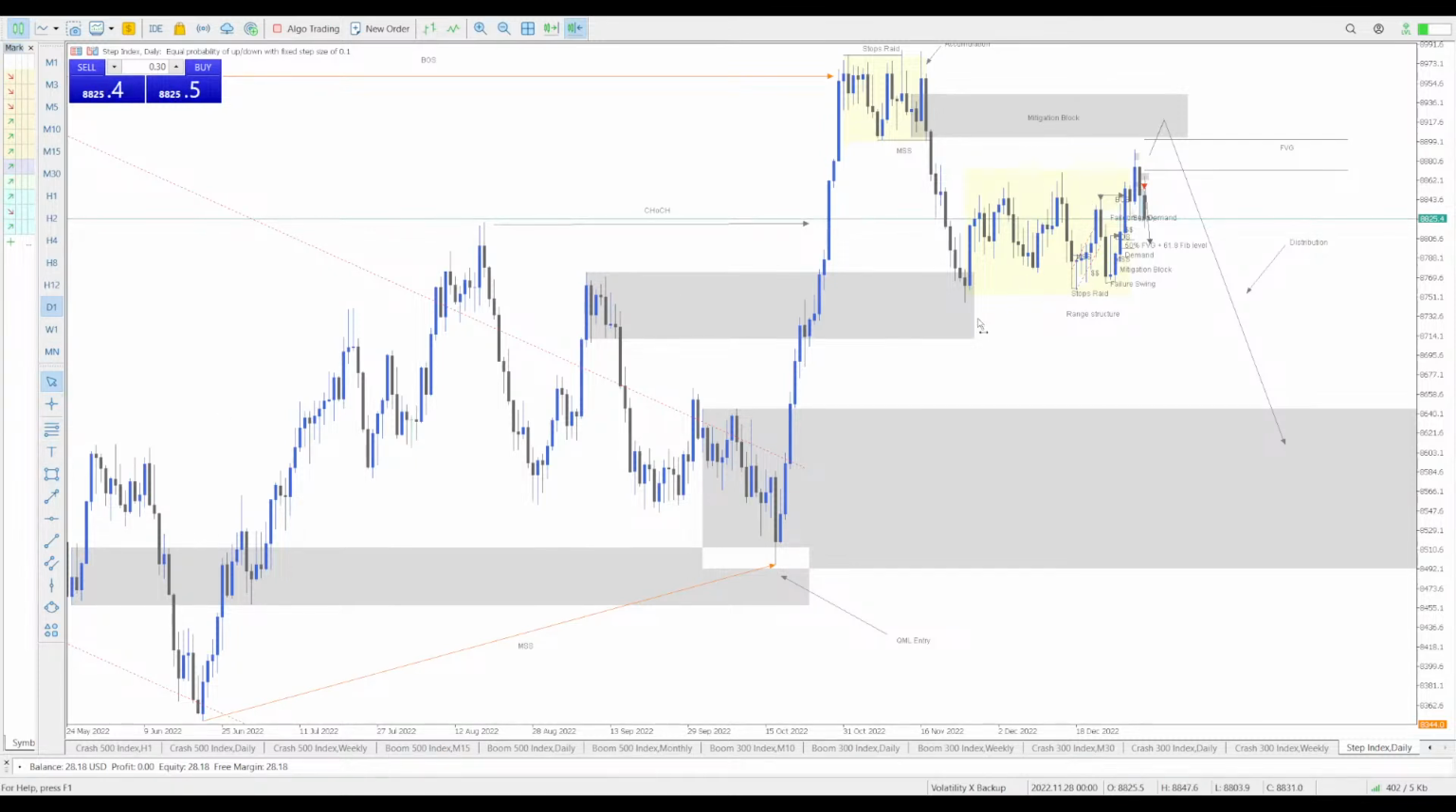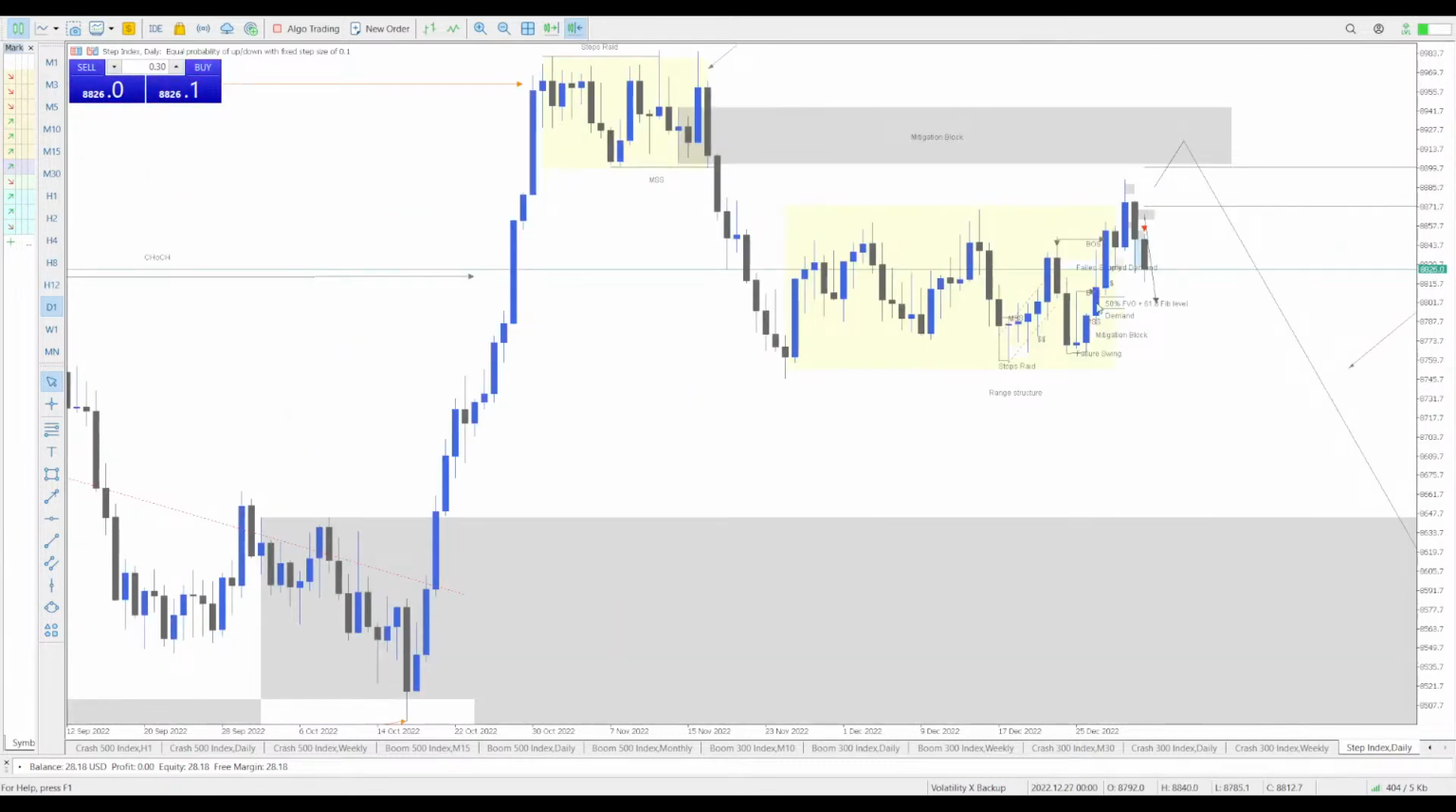So a range structure was being formed there, here, and we see that price has filled in 50% of the imbalance here and is falling. However, this fall is not the final fall, because I think it will fill this imbalance here and push to the upside into this mitigation block.